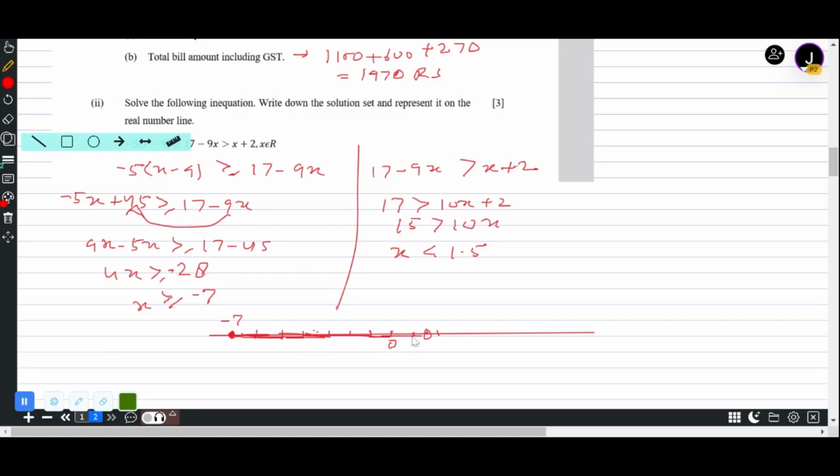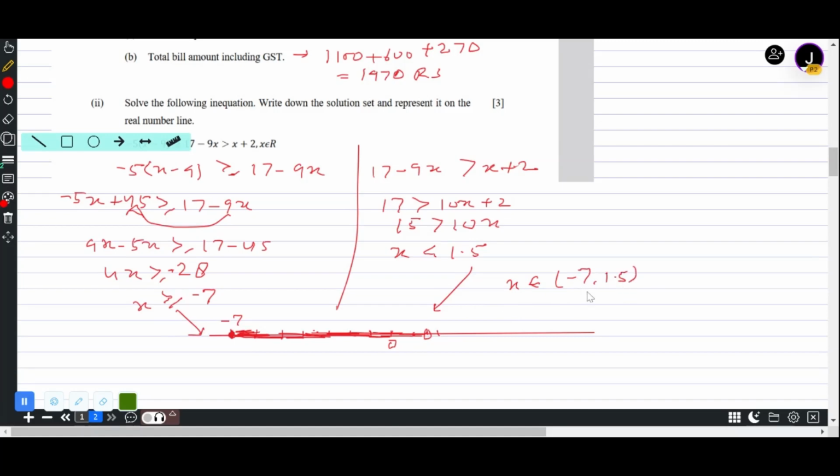Okay, so the solution set is x is a subset of minus 7 to 1.5. Okay, next question, third. In the given figure, AC is parallel to DE, which is parallel to BF. If AC is equal to 24, EG is equal to 8, GB is equal to 16, BF is equal to 30, there are three sub-questions given.